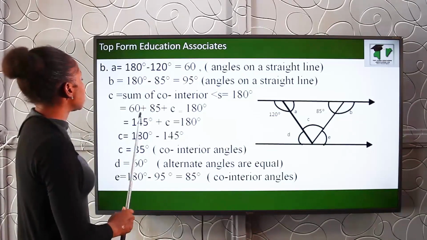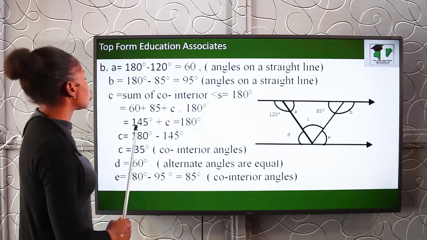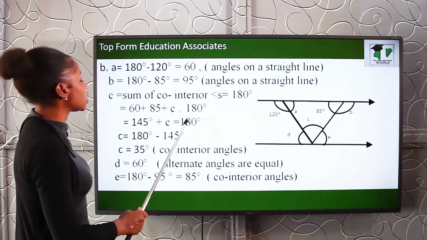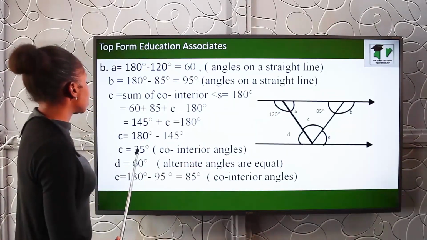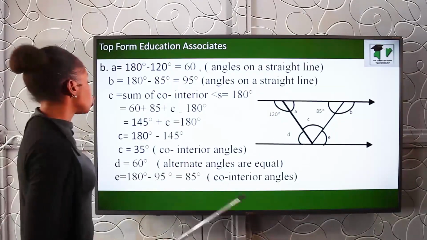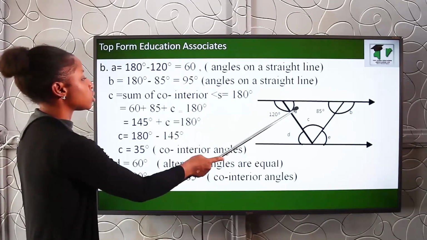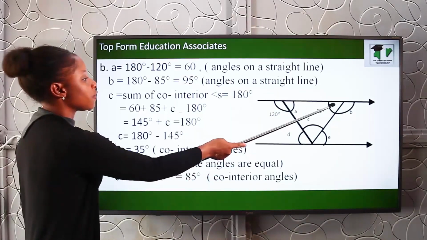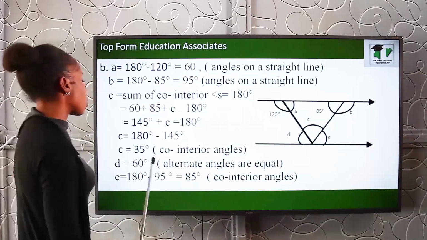When we get this, we don't have up to 180. So what we do is to subtract 145 from 180 to get the value of C. Now when you do that, you are going to get 35 degrees as C. Now to cross check if your answer is correct, you just substitute 35 into this and add with your 60 as A and 85. When you add it together, if you have 180 degrees, you are correct.